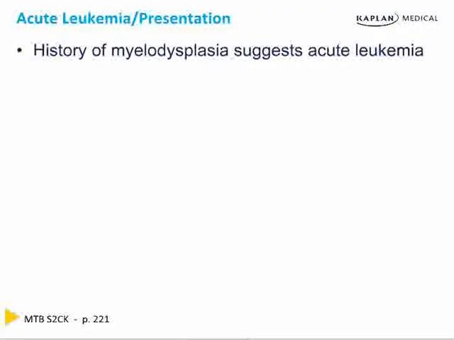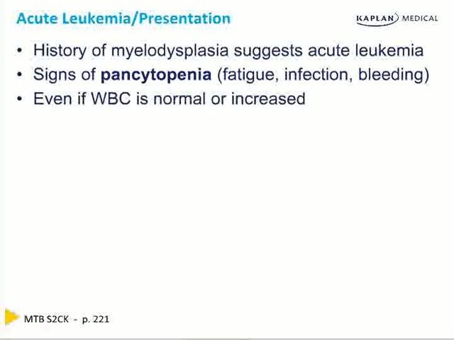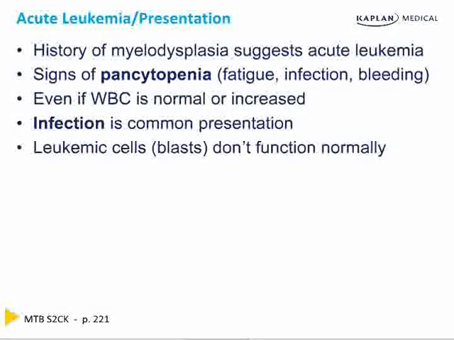For acute leukemia, you can look for a history of myelodysplasia and signs of pancytopenia such as fatigue, infection, and bleeding. Now, the signs of infection happen even if the white cell count is normal or even increased, because infection is a common presentation because leukemic cells, blasts, just don't function normally. The white cell count can be up, down, or normal, but they always present as if the white count is low because blasts are malfunctional.